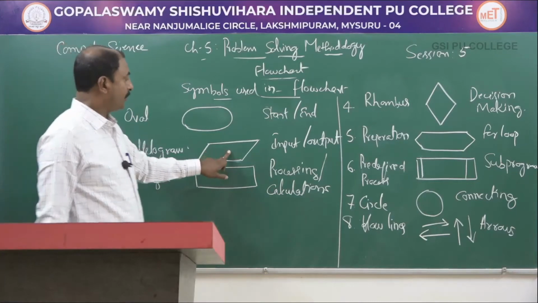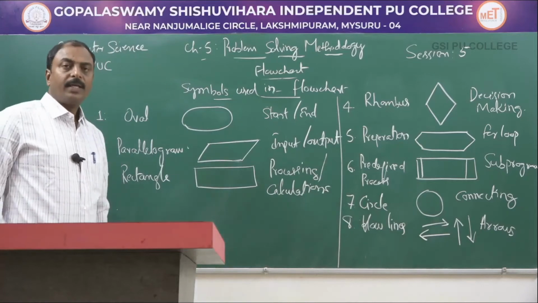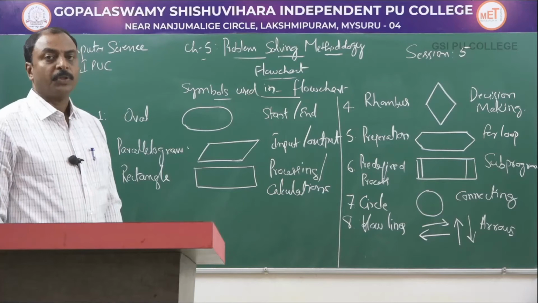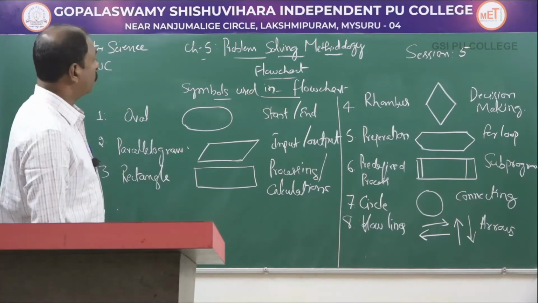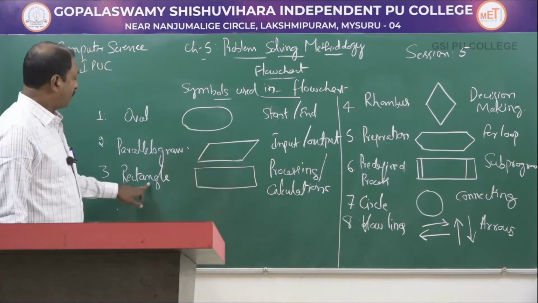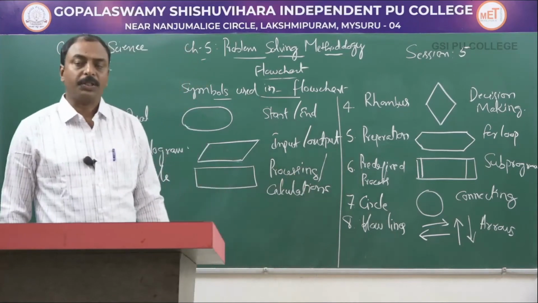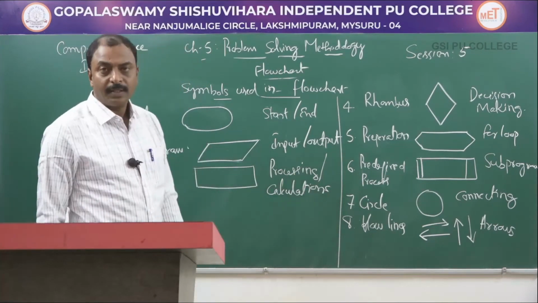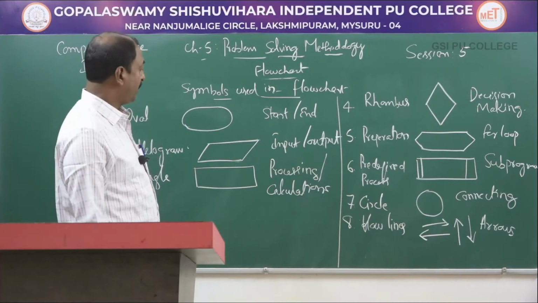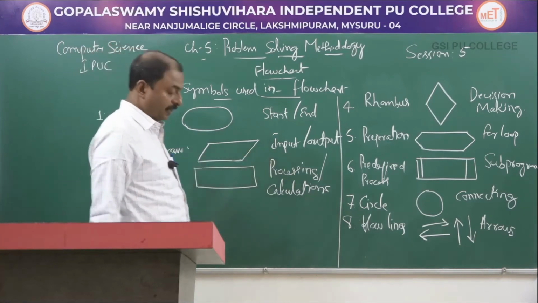Parallelogram. This is the geometrical shape used for input-output operations, because every flowchart must accept values and must produce a meaningful result. To represent those statements, we use the parallelogram. And the rectangle is for processing or calculation, where we write the formulas or computation steps within this box.